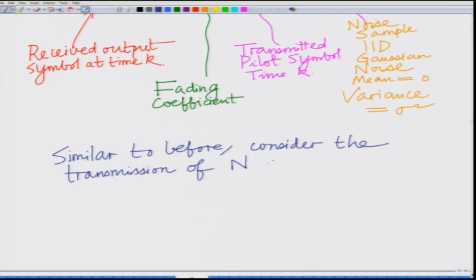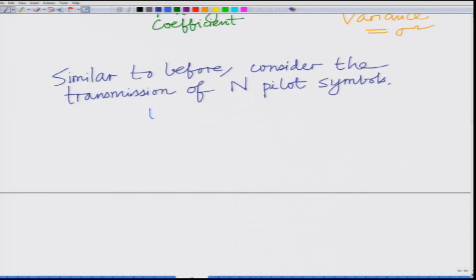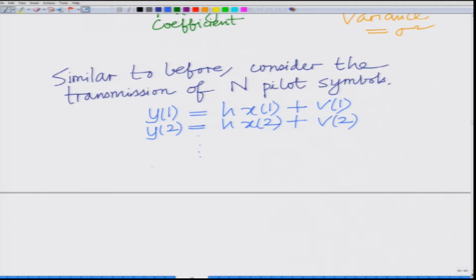Consider the transmission of capital N pilot symbols, and therefore, we can write the received symbols y1 equals h times x1 plus v1, y2 equals h times x2 plus v2, yn equals h times xn plus vn.